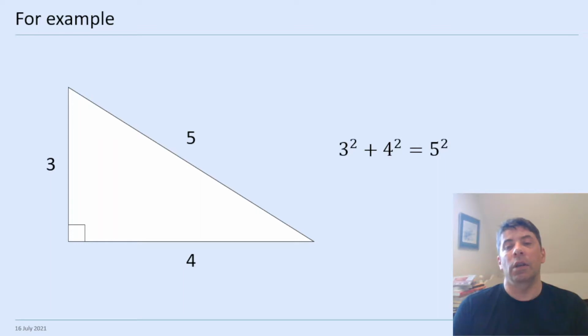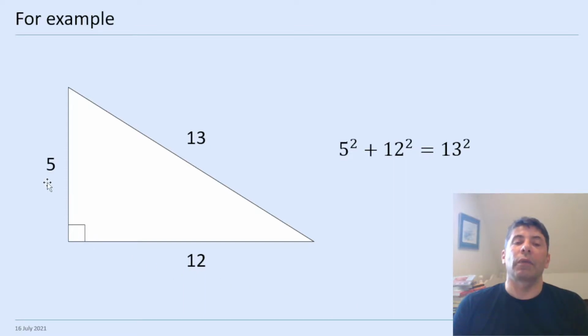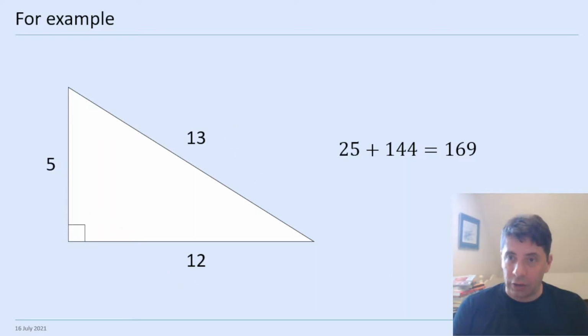In other words, 9 plus 16 is 25. Also, if the sides were 5, 12 and 13 in length, 5 squared plus 12 squared equals 13 squared. 25 plus 144 equals 169. These are called Pythagorean triplets. When you have three whole numbers that can be the sides of a right angle triangle, they're called Pythagorean triplets. There is an infinite number of them.